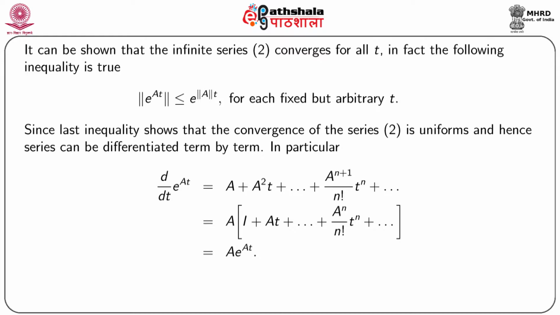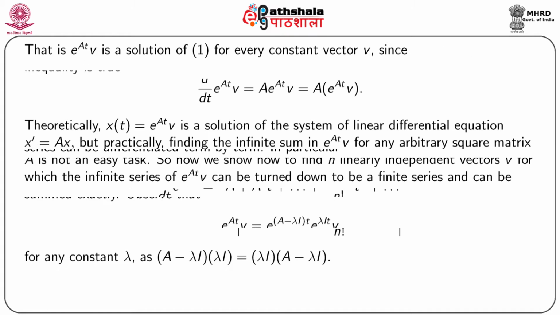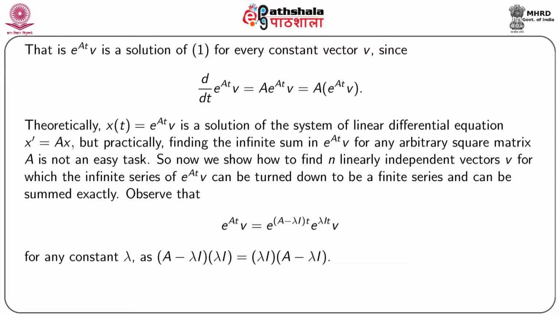So, if you now take A common, you will get this is equal to I plus At plus ... A to the power n by n factorial t to the power n plus ..., and this whole thing is nothing but the expansion of e to the power At, and hence we replace this whole expression by e to the power At. Therefore, we conclude that d/dt of e to the power At is equal to A e to the power At. That is, e to the power At times v is a solution of 1 for every constant vector v.